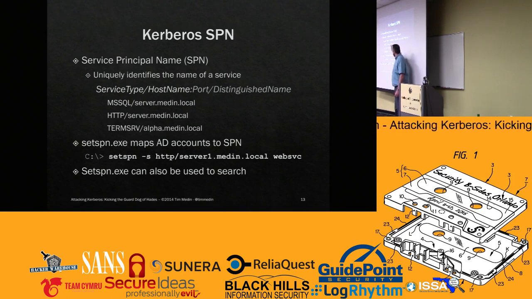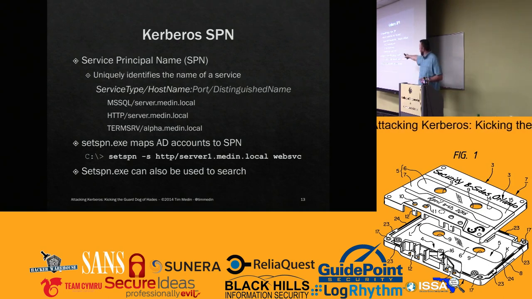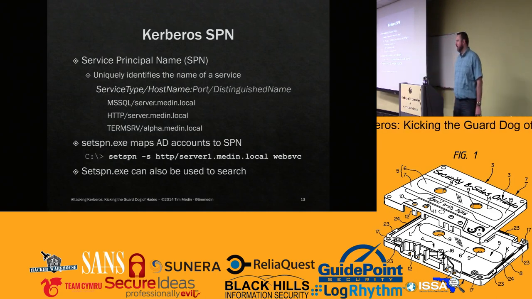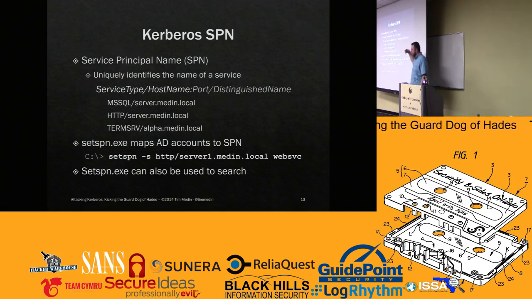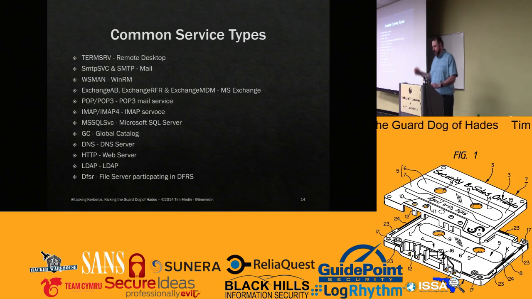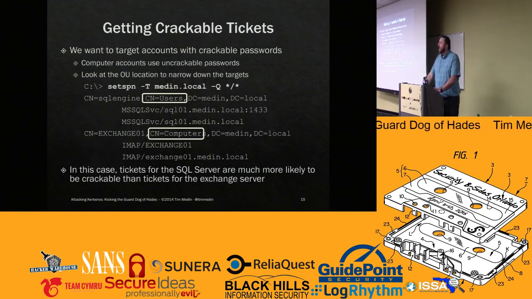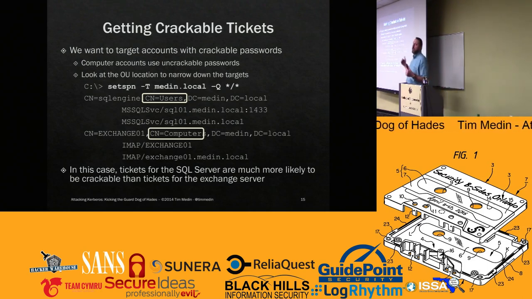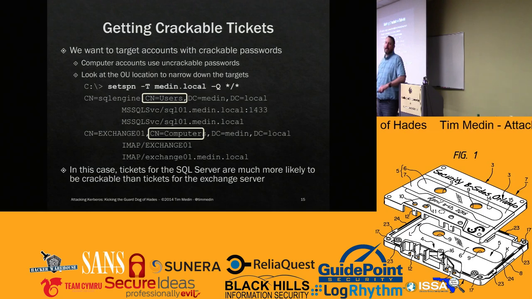Okay, so these are the different names we have. And there's how we set up the mapping. So if my server one box is running a web server, and I want to map it to the web service account, this is how I do it. Now obviously to run that, I have to be a privileged user. So that's how we do our mapping. We can setSPN to search. Here's my service types as we showed you. Getting crackable tickets. This is important, right? I don't want to spend CPU cycles on things that realistically I'm not going to get unless I'm inside the NSA. That's a joke, nobody?